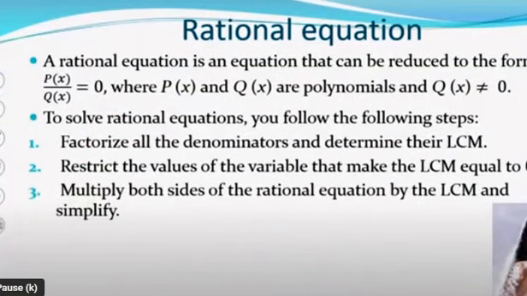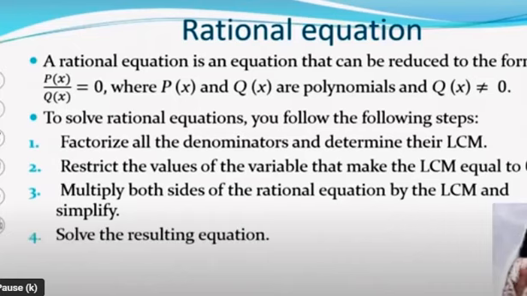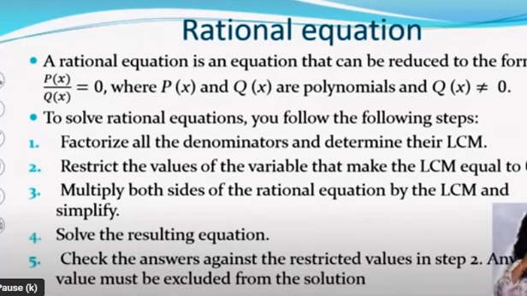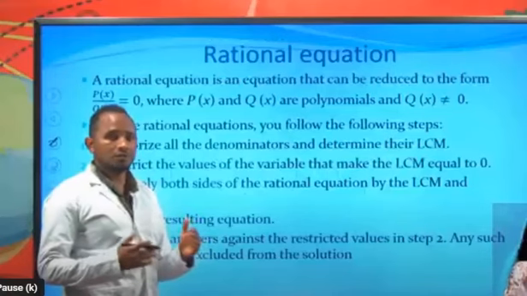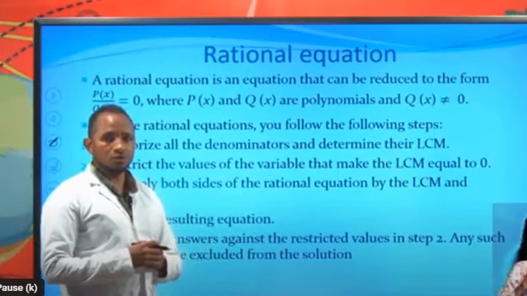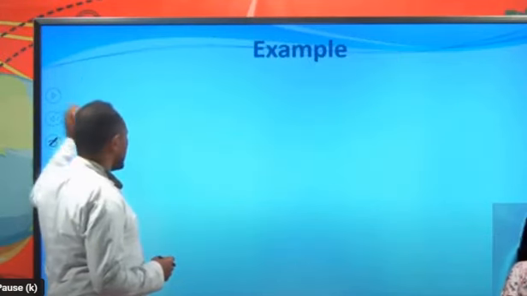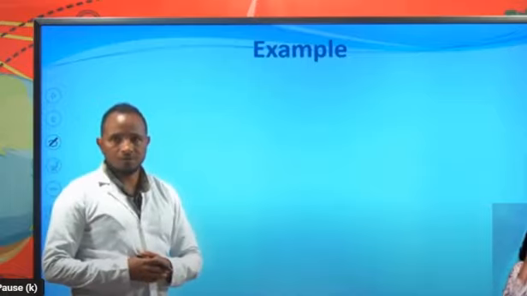And multiply both sides of the rational equation by the LCM and simplify. After that, solve the equation, and finally check the answers against the restricted values in step 2. Any such value must be excluded from the solution. So these are the steps. Now let's see an example for this.